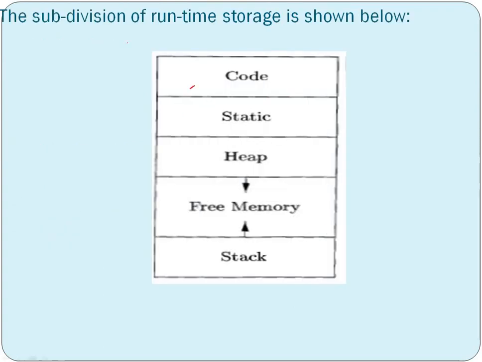The subdivision of the runtime storage contains code area, static data area, heap area, and stack area. So here heap area and stack area can grow and shrink dynamically. Remaining these two, code area and static area, will not grow and shrink during the program execution, whose size is fixed at compile time, and the same thing is followed during execution.